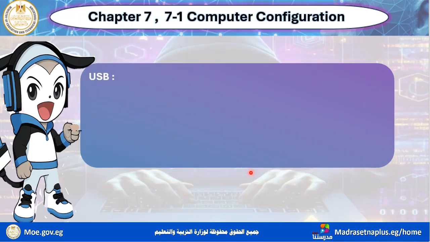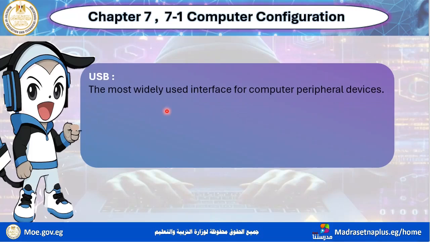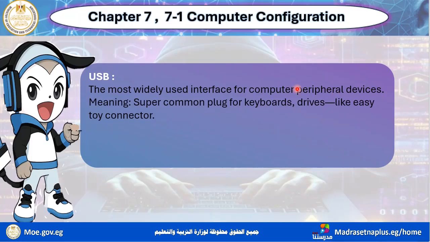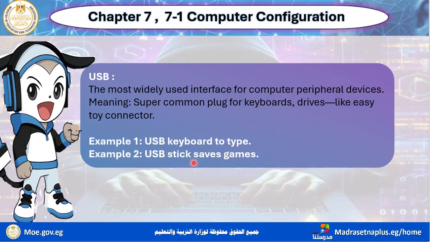Now we are going to speak about the USB. It's the most widely used interface for computer peripheral devices. Nearly everyone has had a USB with them. A simple explanation for the USB: it's a super common plug for keyboards and drives, like an easy toy connector. And we use it to store information through it or inside it. For example, a USB keyboard to type. A USB stick saves games.